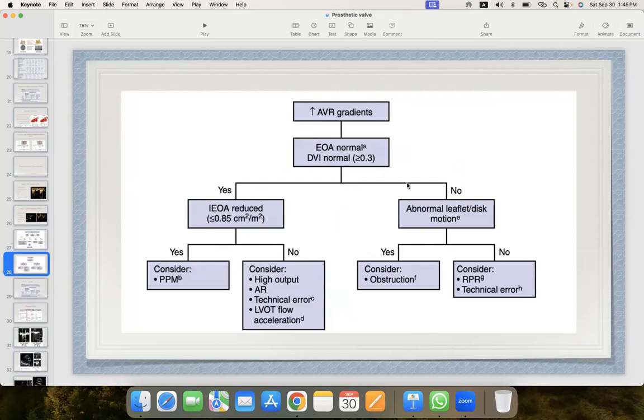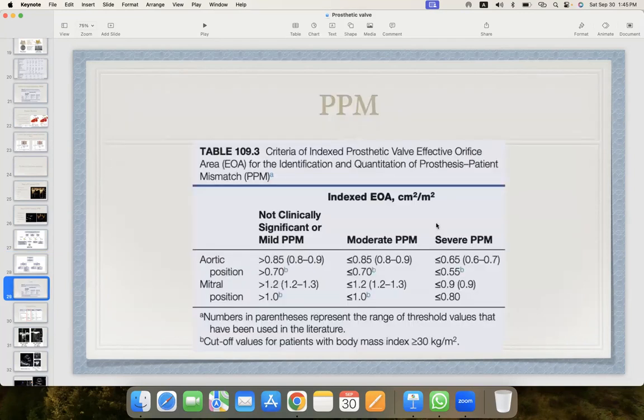On the other hand, if the patient has an abnormal DVI and/or effective orifice area, you will evaluate the valve itself. If there is abnormality in the leaflet itself, you can say this is due to stenosis. And if there is no abnormality, you will say this is secondary to pressure recovery, because patients with pressure recovery will have higher gradient, low dimensionless velocity index, low effective orifice area. But when you look at the valve, you will see normal leaflets without any limitation in the movement of these leaflets.